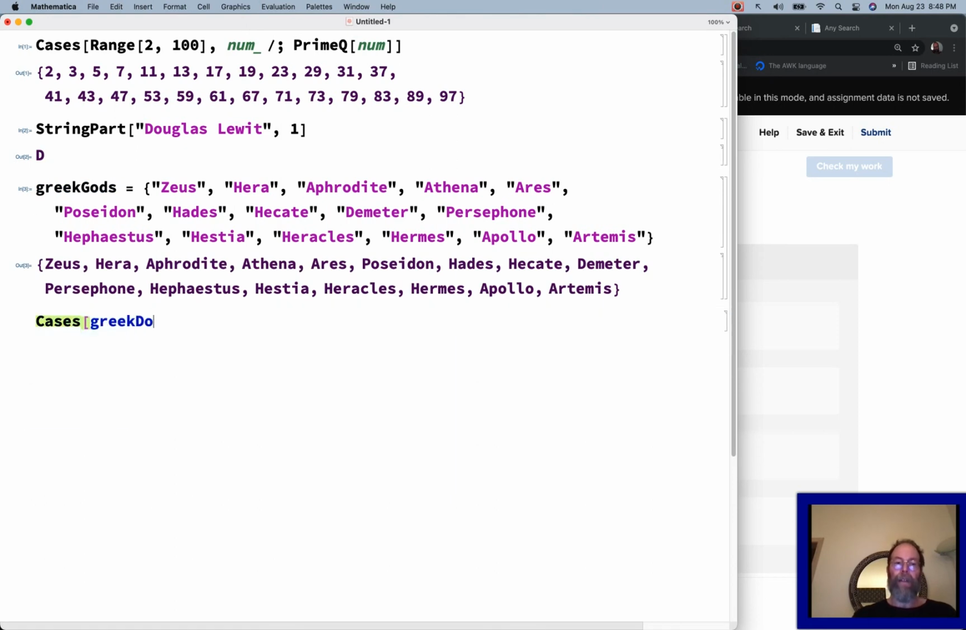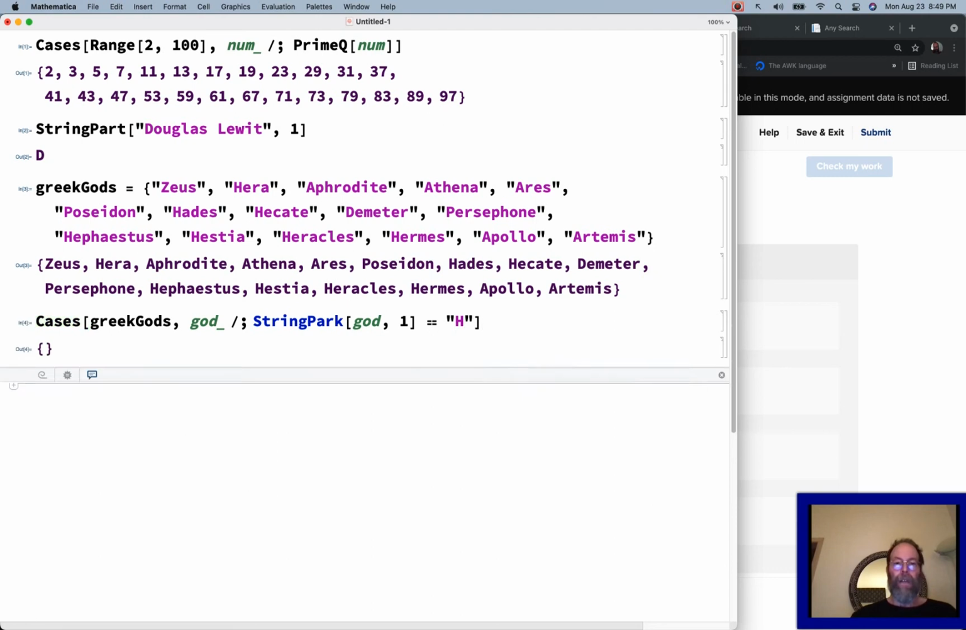Cases, Greek gods. What should I call my variable? God. And I want the first letter of God to be equal to H. Oh my. That didn't work. Oh, no wonder. String part. String part. Okay.